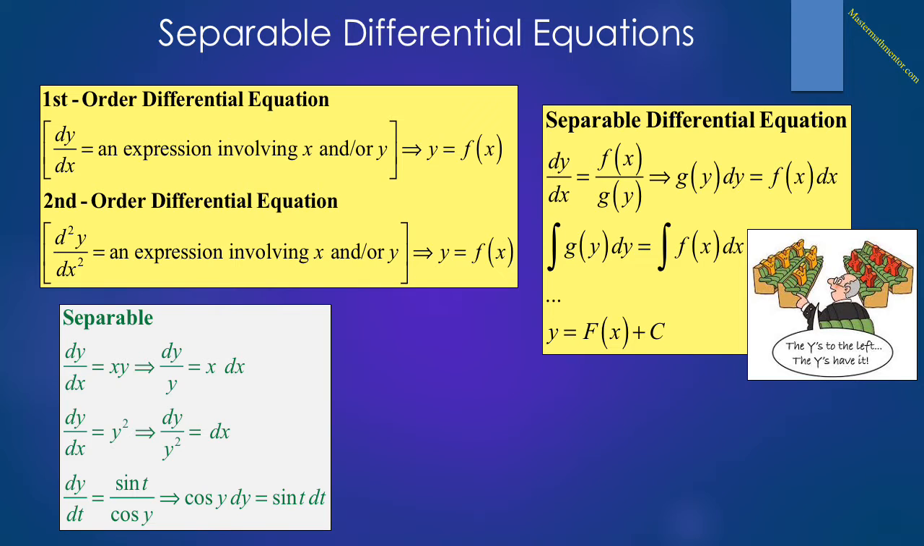dy dx is equal to y squared. We can write that as dy over y squared is equal to dx. Again, separated. Y is on one side, x is on the other. Or dy dt equals sine t over cosine y. When we separate, we get cosine y dy is equal to sine of t dt.